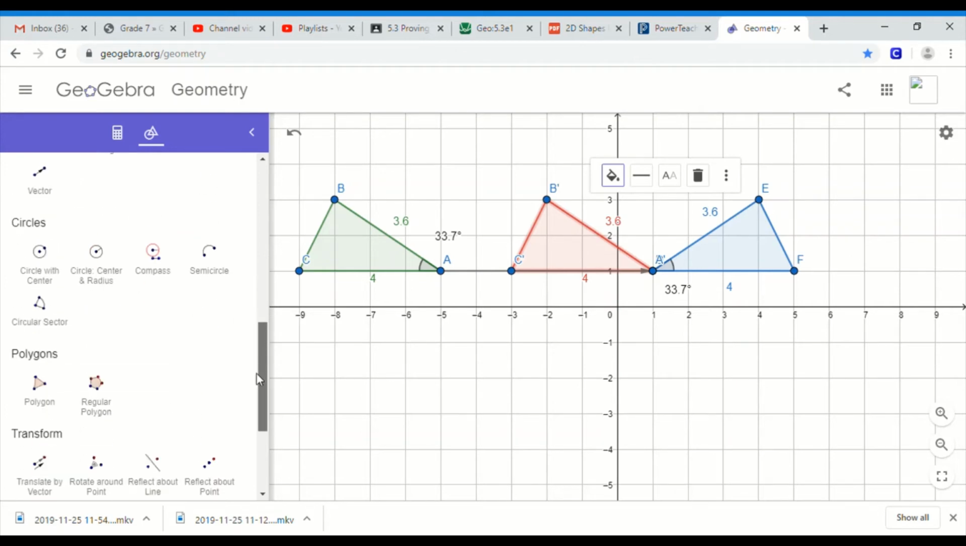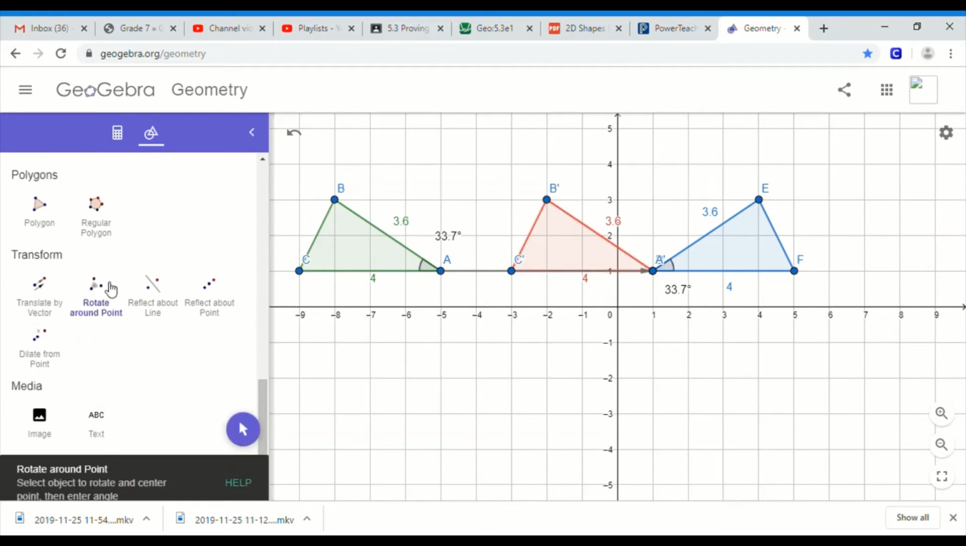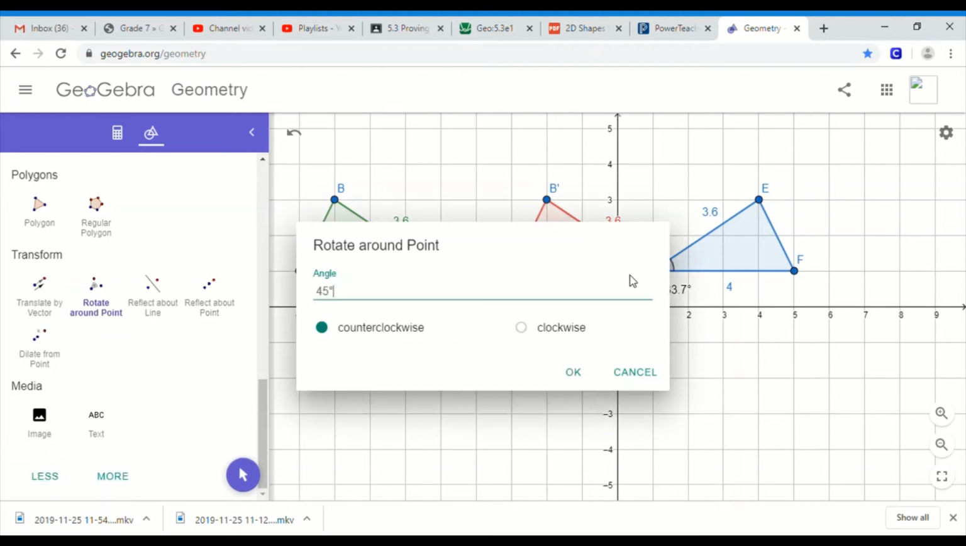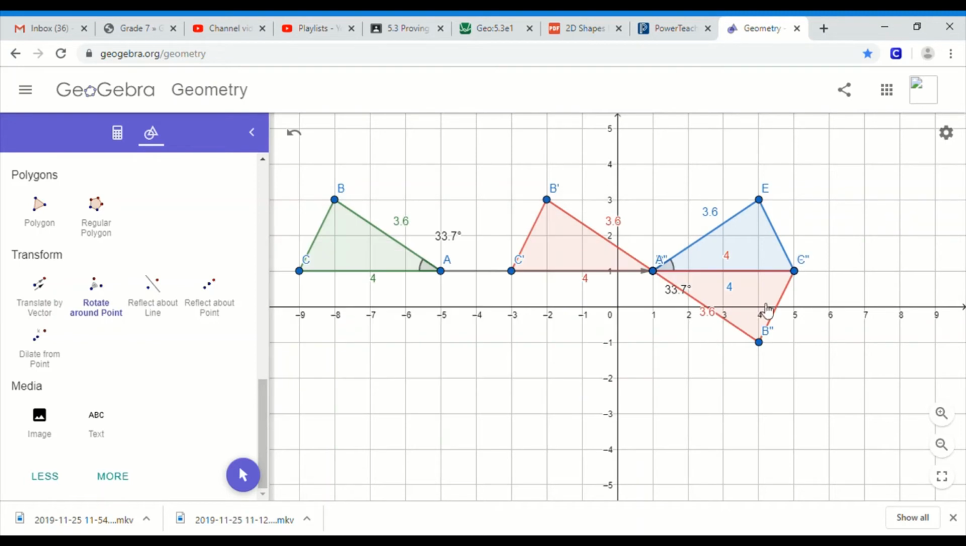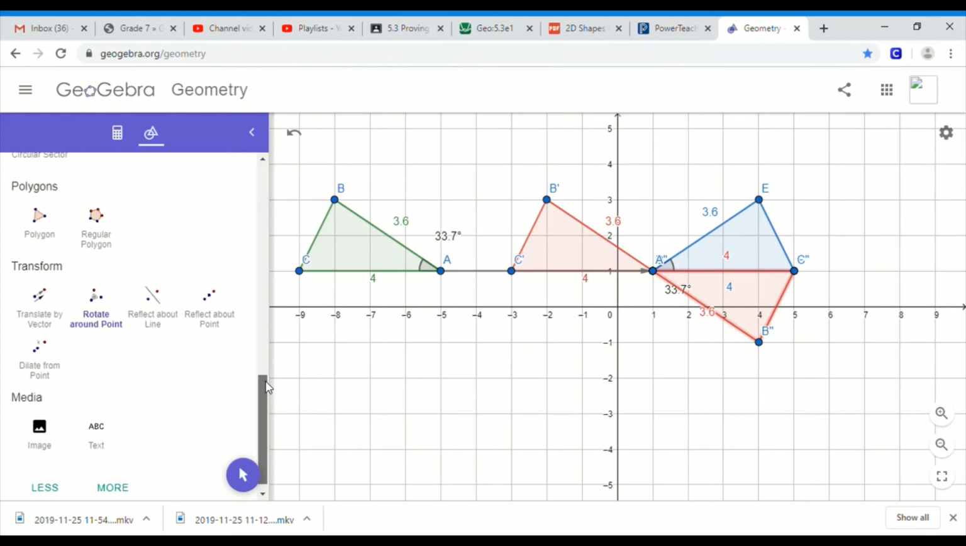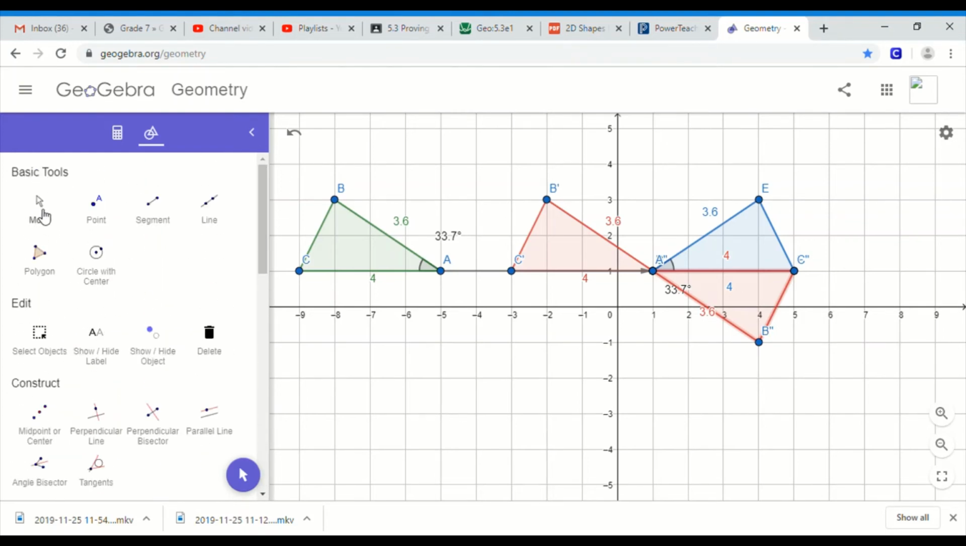So let me select transformations. So I'm going to rotate this triangle about this point 180 degrees. The next thing that I'm going to do is reflect this triangle over the line segment AC.